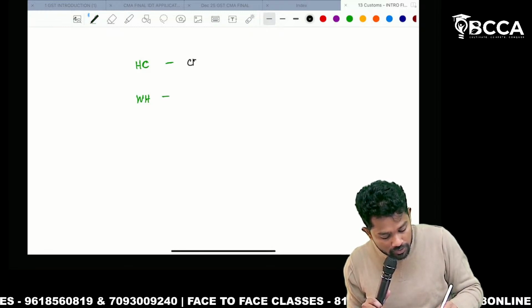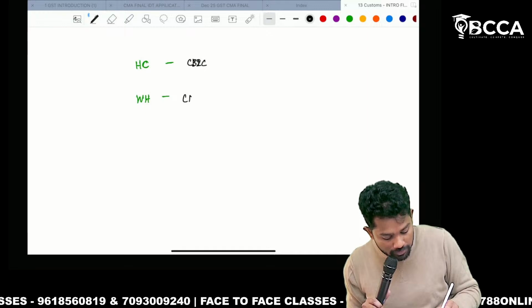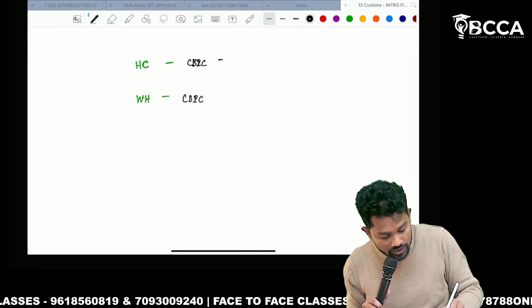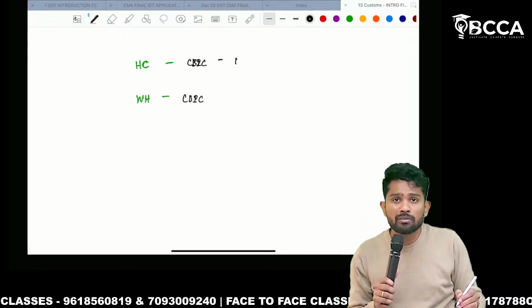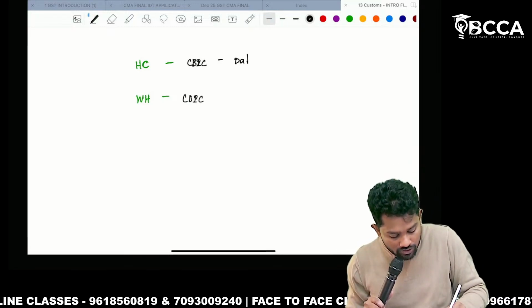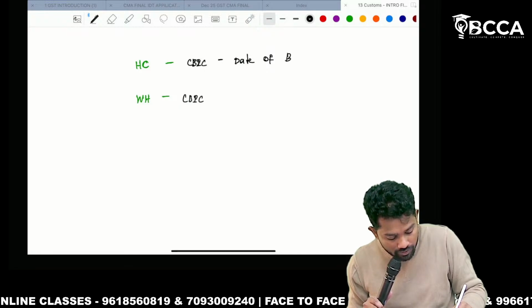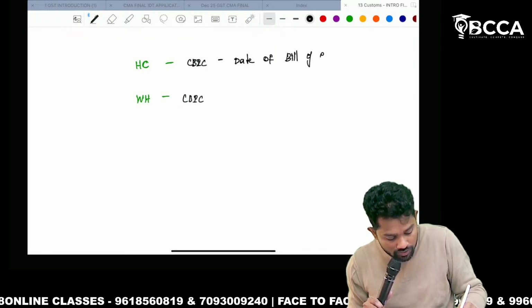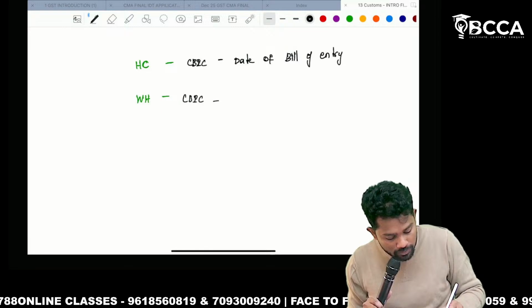Given by whom? CBIC. Here also given by whom? CBIC. On which day? With respect to home consumption, there will be only one bill of entry. So no confusion. On the date of bill of entry. Date of bill of entry. Here also bill of entry only.